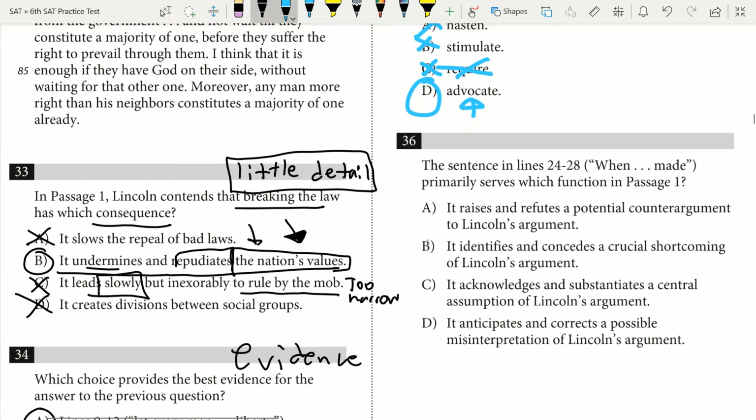All right, now we got 36. So the sentence in lines 24 to 28 primarily serve which function in passage 1?